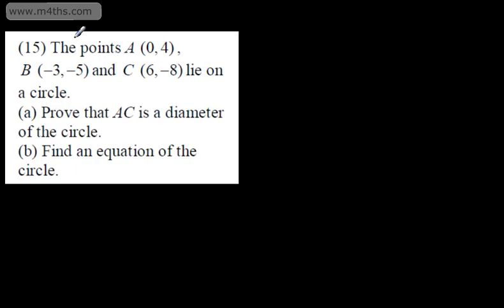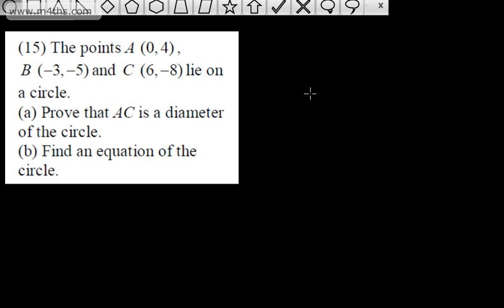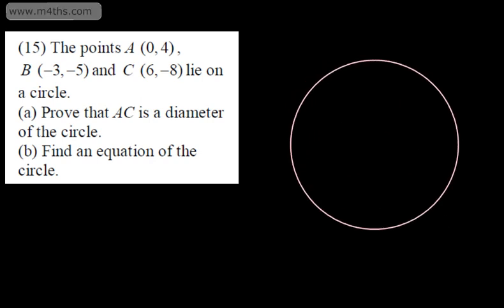Okay, question 15. Points A (0, 4), B (−3, −5), and C (6, −8) lie on a circle. In part A, we need to prove that AC is a diameter of the circle, and in part B, we need to find an equation of the circle. Right, let's do a quick sketch so it'll help us out.